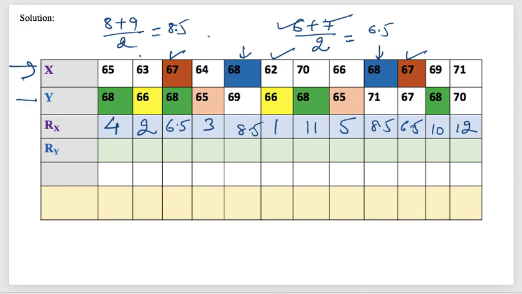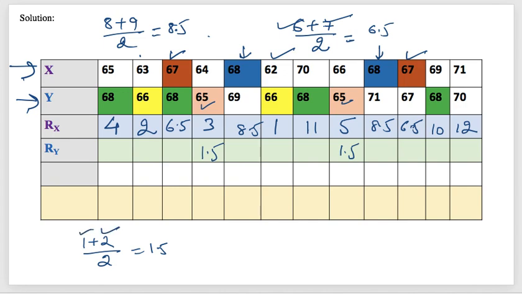In the same manner, we can begin with Y. Since my X data has been ranked in increasing or ascending order, I'm going to apply the same strategy for Y. When we look at the Y values, the lowest Y value is 65, and this is a repeated one, already highlighted with a different color to give an idea. So 65 is coming at the first and second positions. The average of 1 and 2 is 1.5, so both 65s will be given a 1.5 rank.